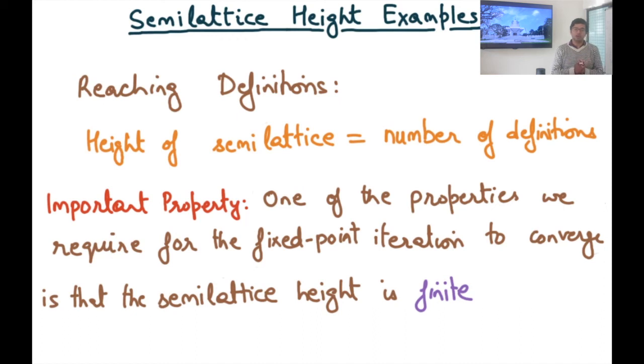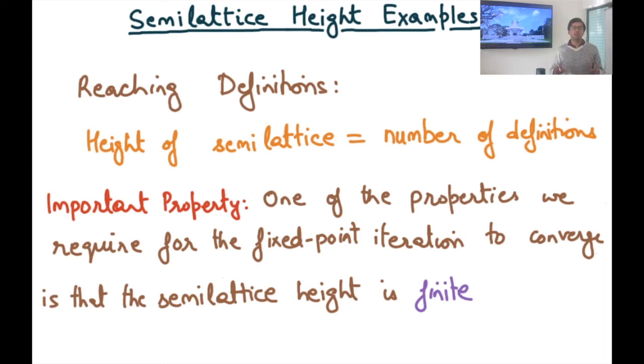The fixed point algorithm of DFA, the iteration algorithm, is guaranteed to converge. In fact, the time it will take to converge is proportional to the height of the semilattice. So the longer the height, the slower the algorithm will converge or terminate in the worst case. And so it's good news that for problems like reaching definitions and liveness analysis, the height is only linear in the number of variables, right?